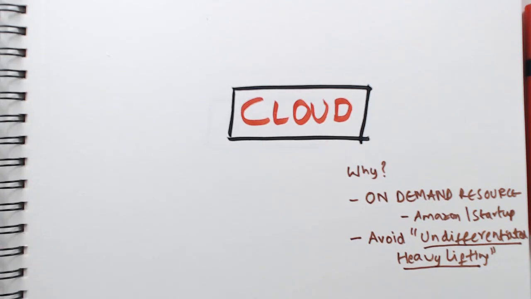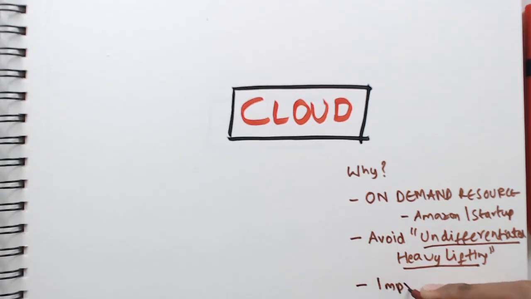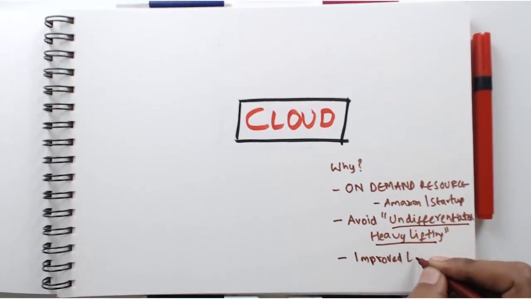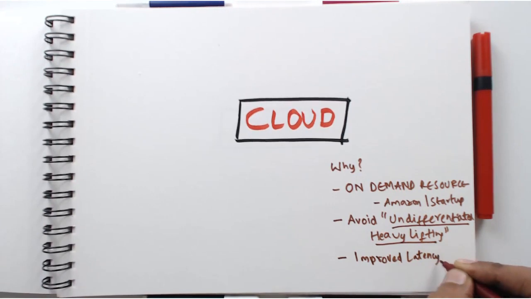So, number two reason why people go to the cloud is to avoid undifferentiated heavy lifting. You don't need to do the stuff which does not give you any differentiation. The third reason why people go to the cloud is improved latency and availability. So, what is improved latency and availability?